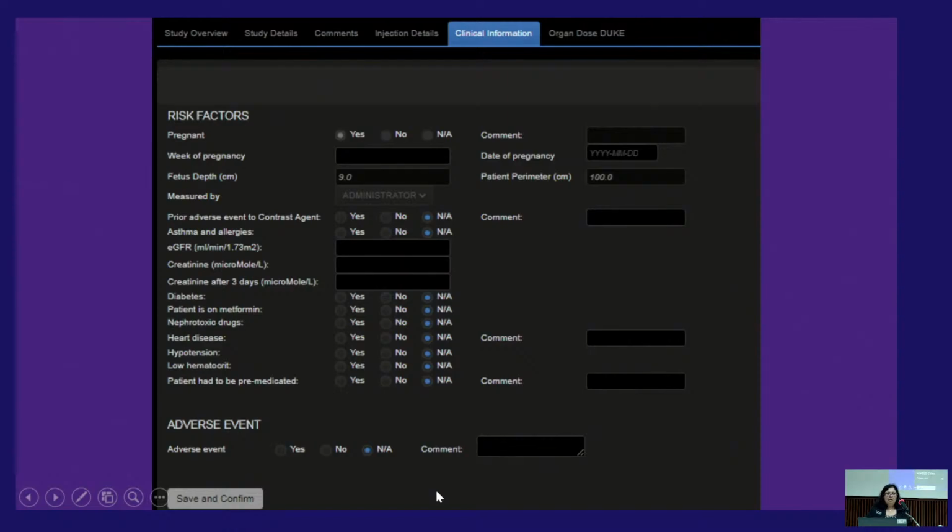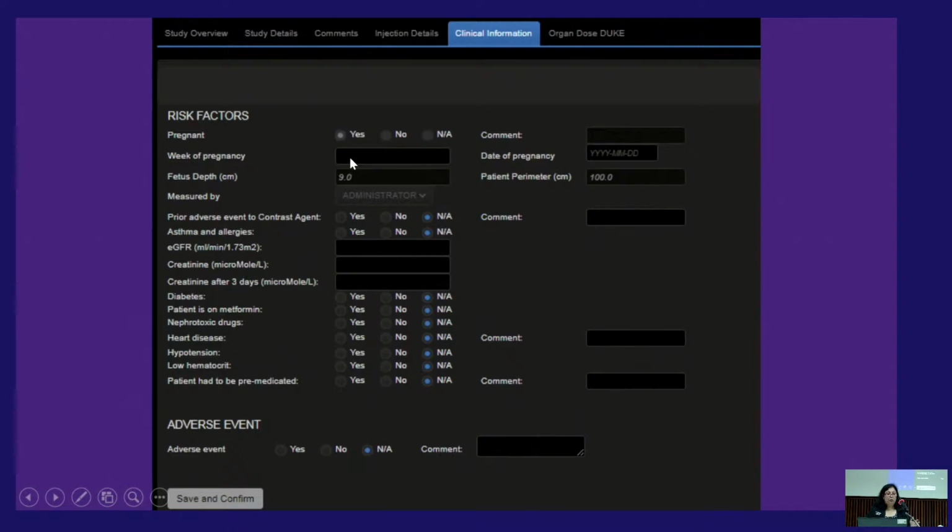And then one thing Dosewatch did in their last, or maybe 3 versions before, is they put this new screen called clinical information. So you can here now put in whether the patient is pregnant. Yes. You can put more information. You can put the depth of the fetus, the week of the pregnancy, date of patient perimeter, and all this information. If you want to put more clinical information, you can. Was this an adverse event or not? And you can save it. And that way, then you can monitor all your pregnant patients.